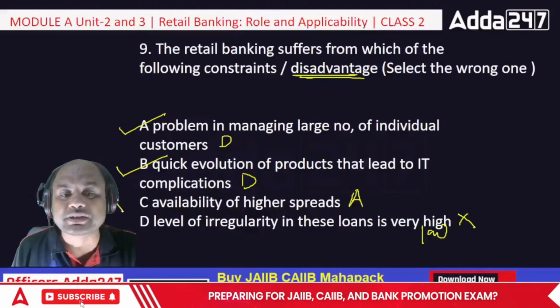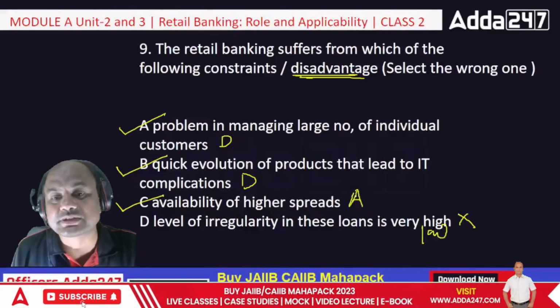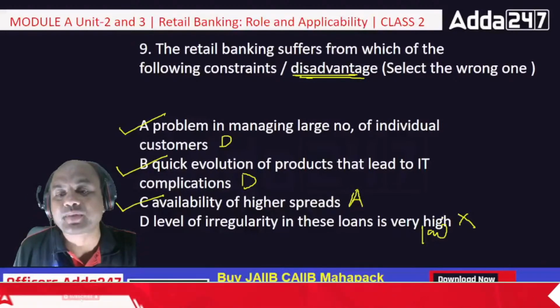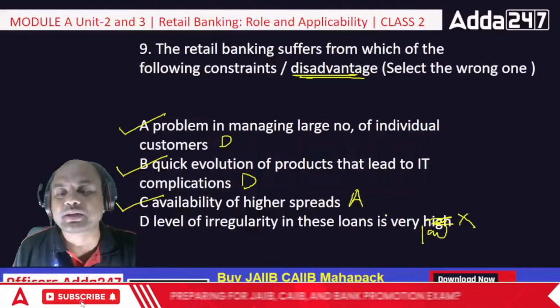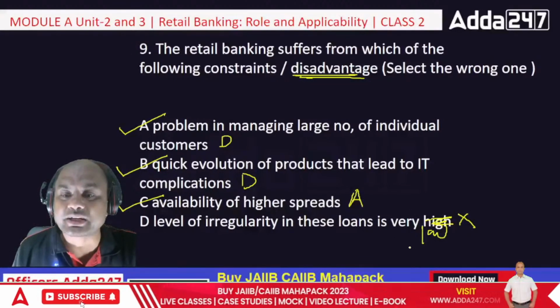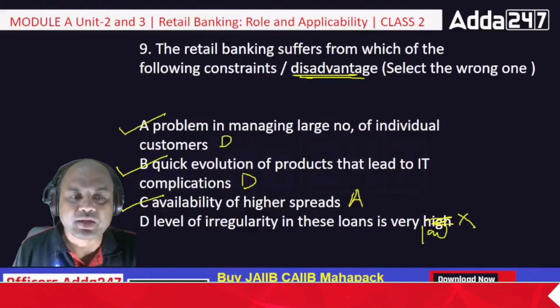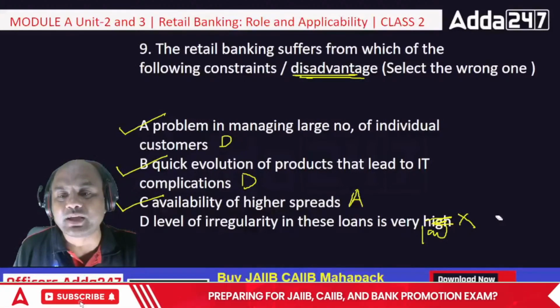So the wrong one is this, C, higher spreads. This is not a disadvantage, this is an advantage. Okay, let's make this very low. So is this a disadvantage or an advantage? No, let's keep it as it is. So the answer over here, everyone, is this, C.